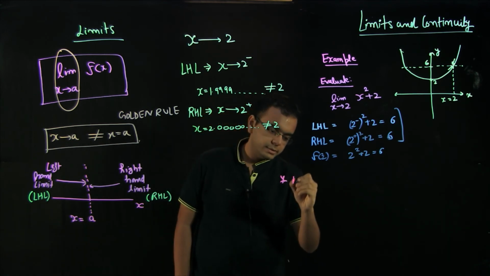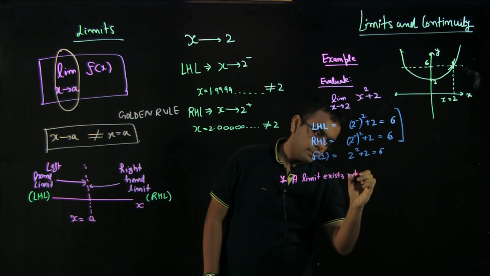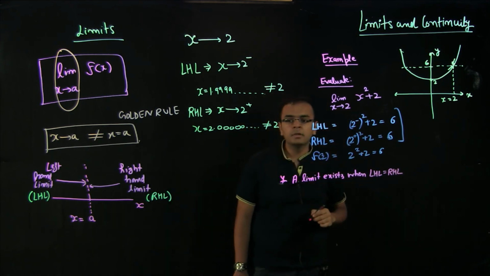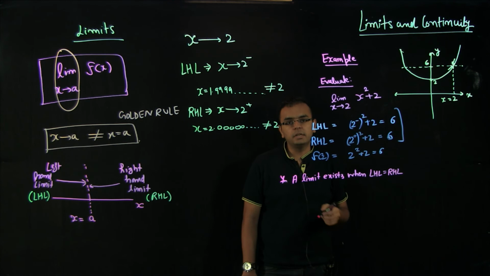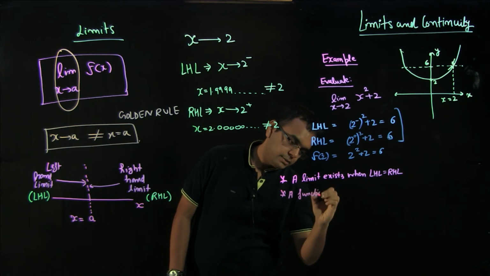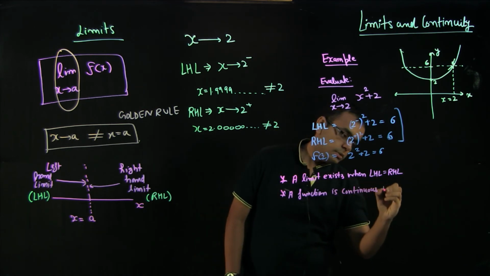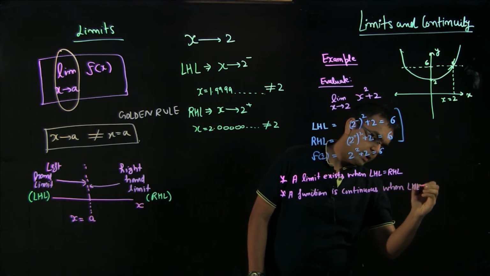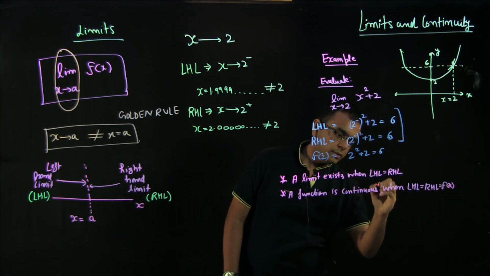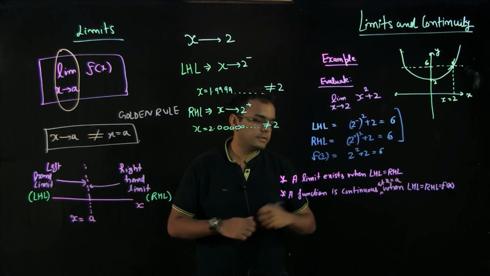So a limit exists whenever left hand limit is equal to right hand limit. And a function is continuous when left hand limit is equal to right hand limit is equal to f of a, continuous at x equal to a. Okay. So this is the definition for limit, and this is the definition for continuity.